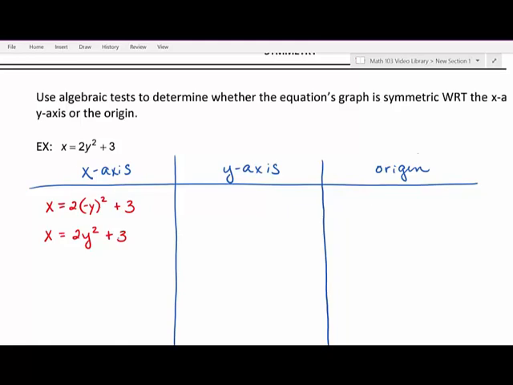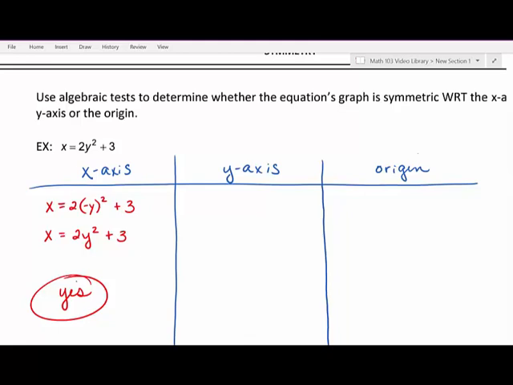Is it exactly the same as the original? Yes, it is. That means the graph of this equation will display symmetry with respect to the x-axis. Now let's test for y-axis symmetry.